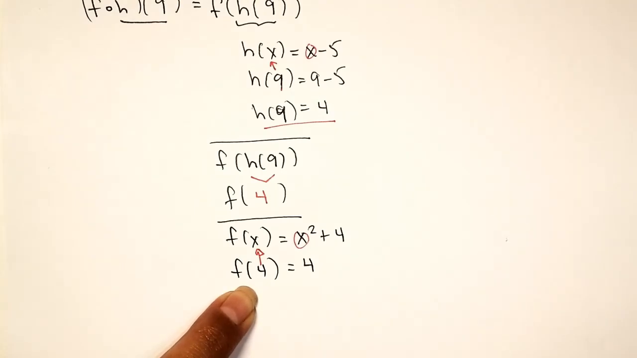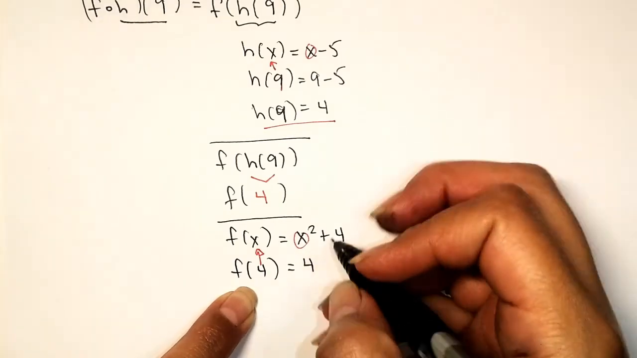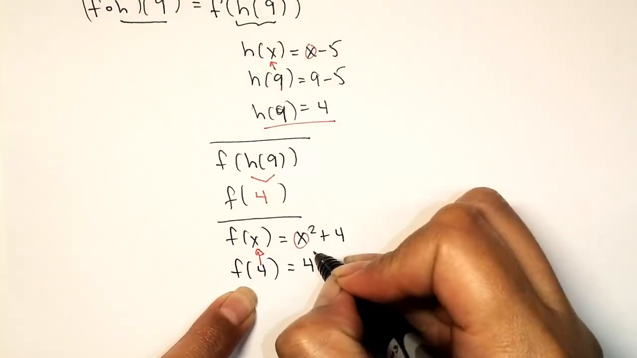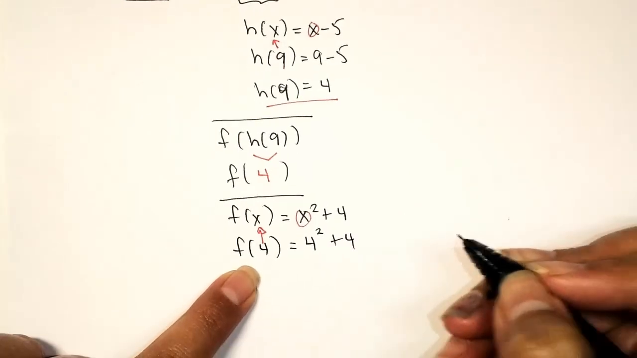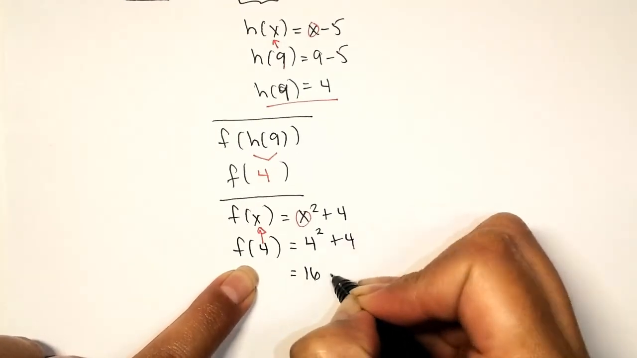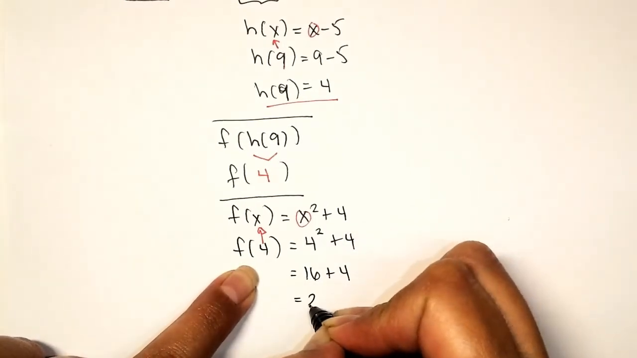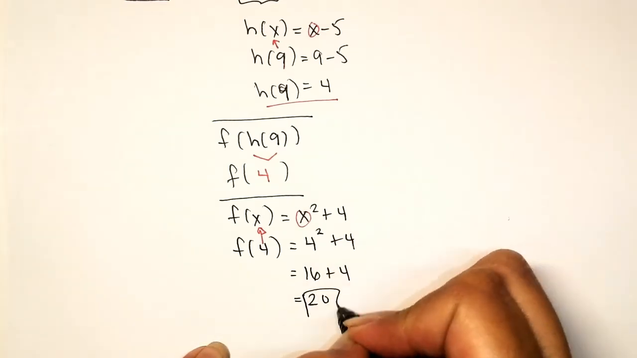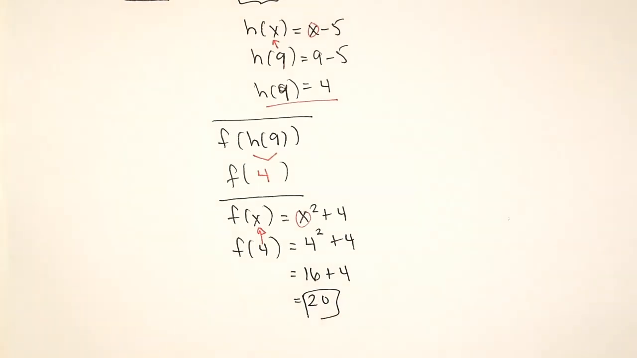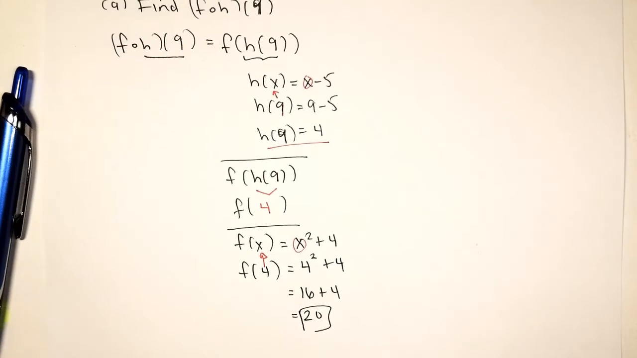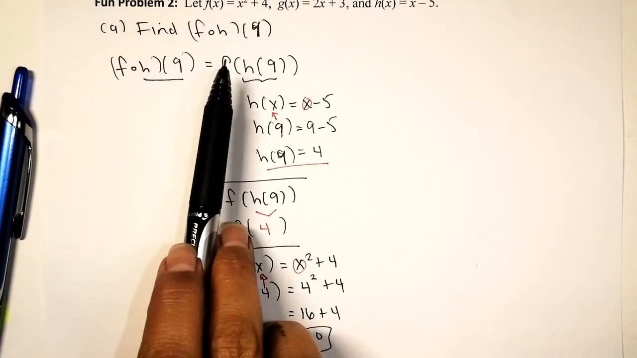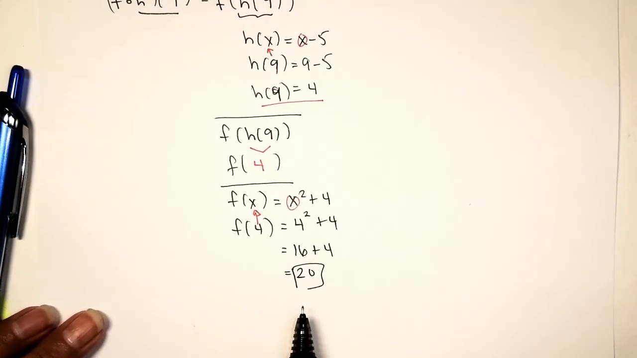Okay, that's like a tongue twister for me. All right, so we have x, which is 4. We square it and then add 4 to it. The square of 4 is 16, and the sum of 16 and 4 is 20. So the moral of this story, after all this hard work, we have that f of h of 9 simplifies to 20.